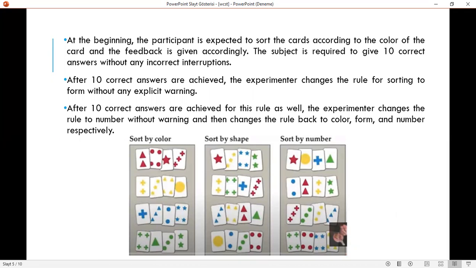At the beginning, the participant is expected to sort the cards according to the color of the card and the feedback is given accordingly. The subject is required to give 10 correct answers without any incorrect interruptions. After 10 correct answers are achieved, the experimenter changes the rule for sorting to form without any explicit warning. After 10 correct answers are achieved for this rule as well, the experimenter changes the rule to number without warning, and then changes the rule back to color, form, and number respectively.